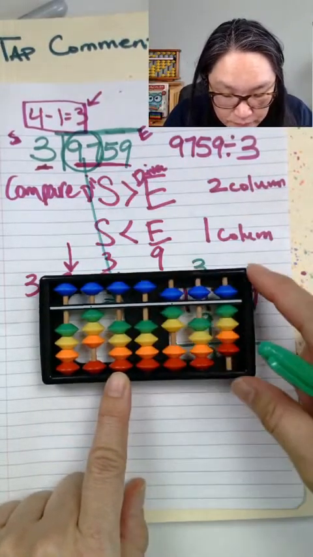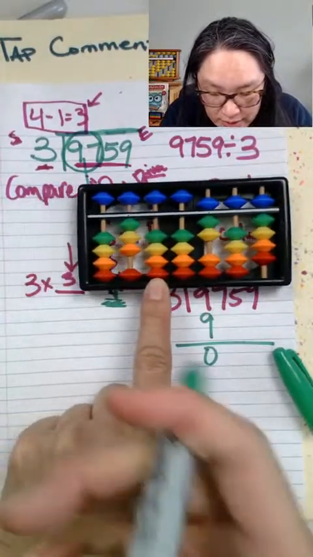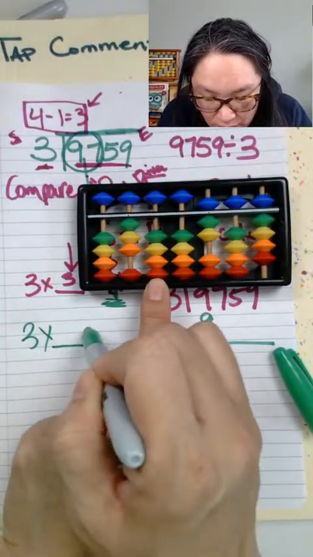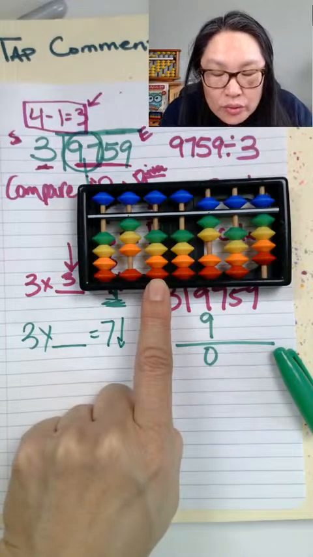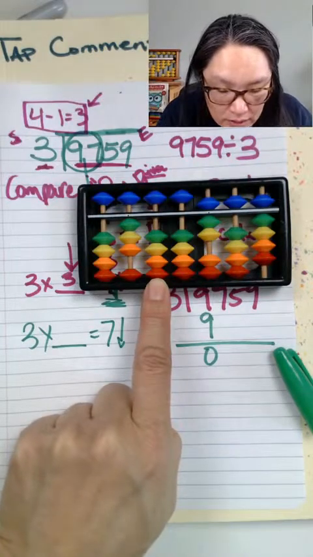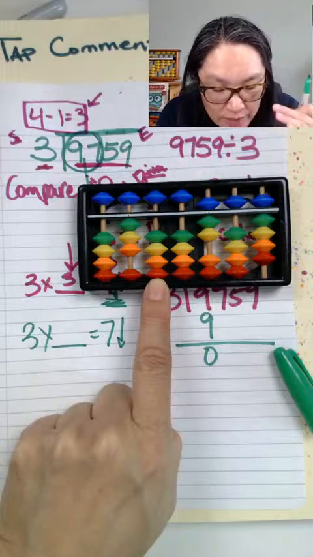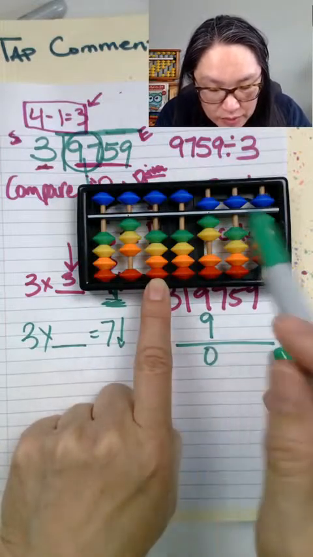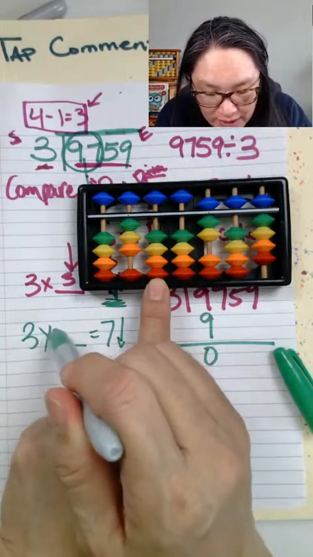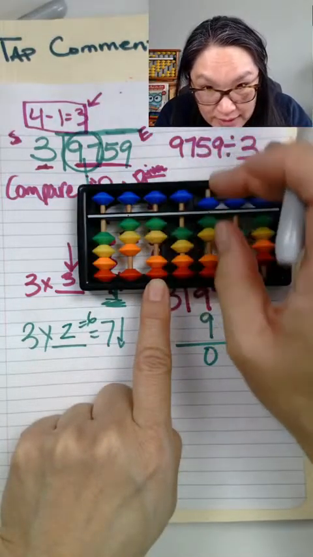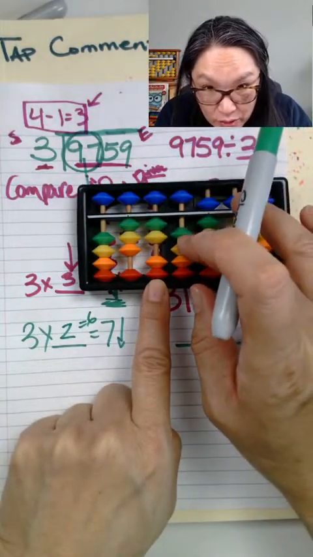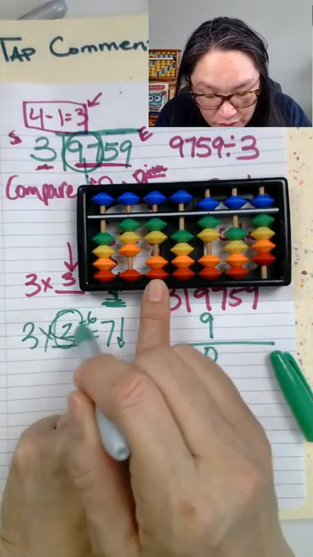Okay? So then the question is, 3 times what is equal to 7 or less? We say or less because 3 doesn't go into 7, right? We want to be as close to the answer as possible. So it's 2. 3 times 2 is equal to 6. So I add my 2. That's my answer. My answer is 2.